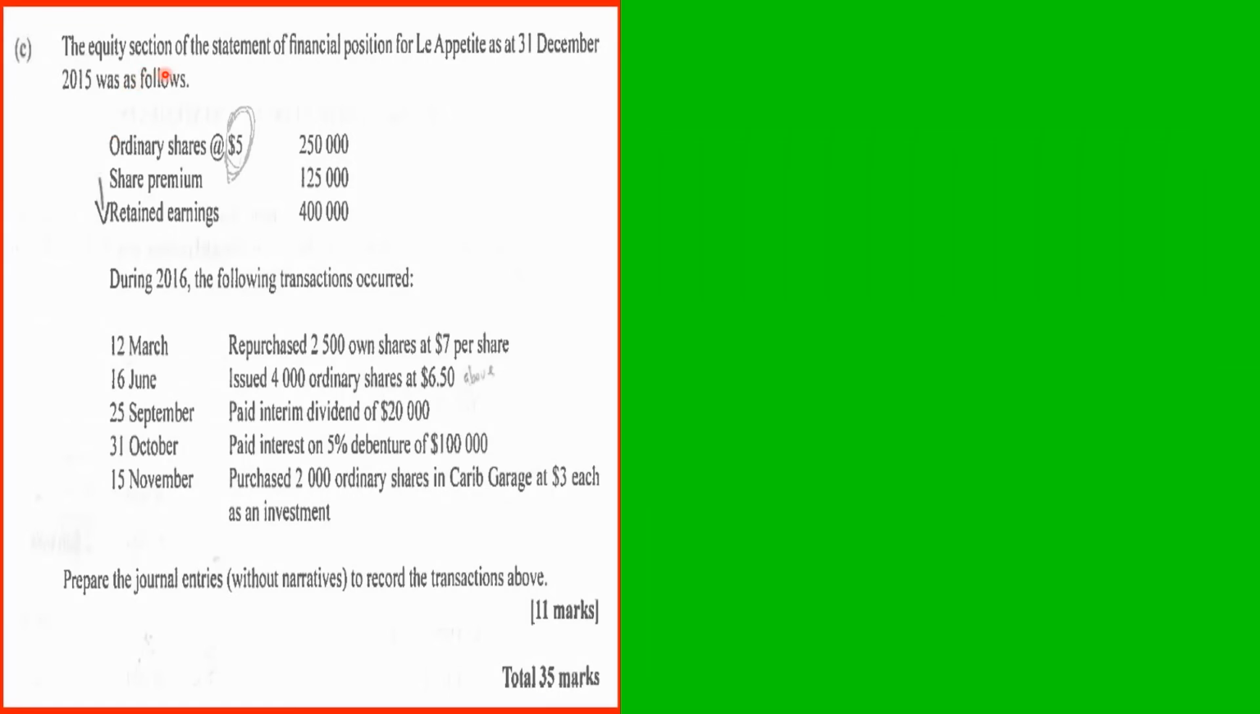The statement of financial position of Liptite at 31st December 2015 was as follows. Ordinary shares at $5, 250,000, share premium 125,000, and retained earnings 400,000. During 2016, the following transactions occurred. We are given 5 transactions here and told to prepare journal entries without narratives to record the transactions. Now, if you notice something here, in each of the past papers that we have done so far, you have always had journal entries on different types of things. So it's something you should note for your exam. And journal entries seem to come every year.